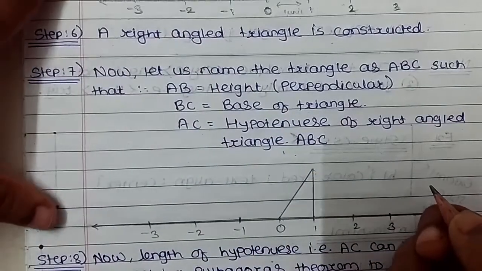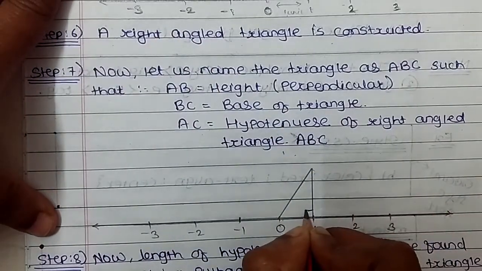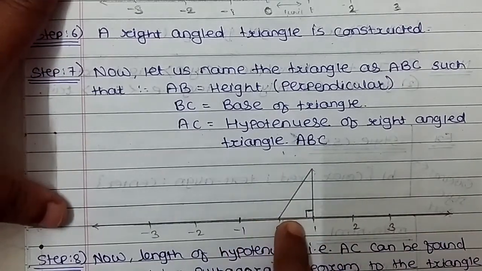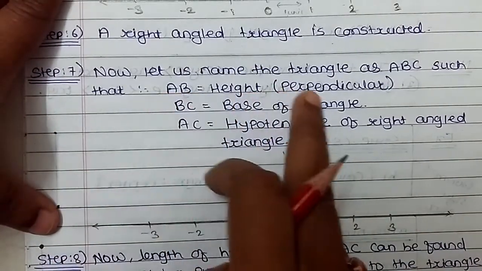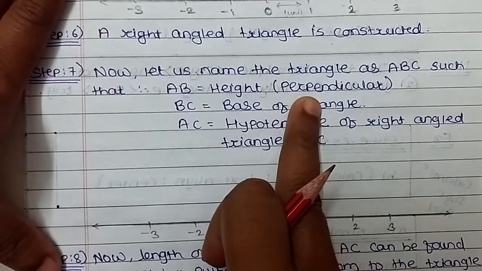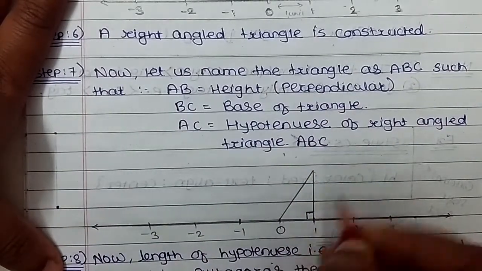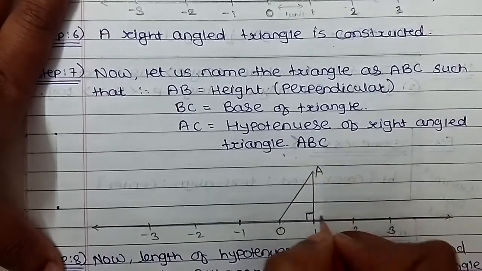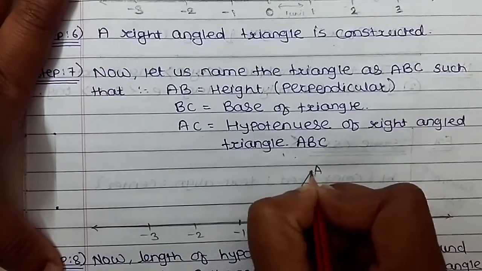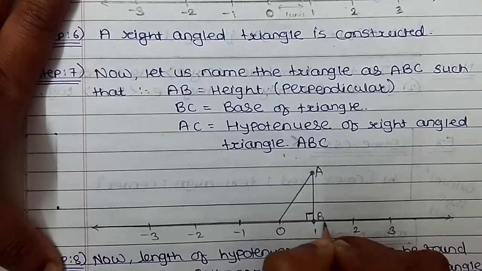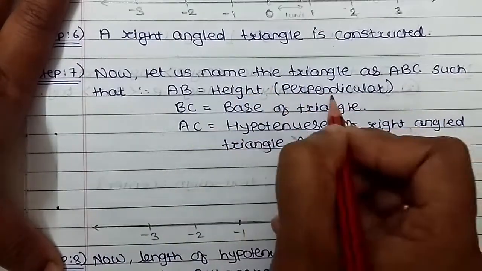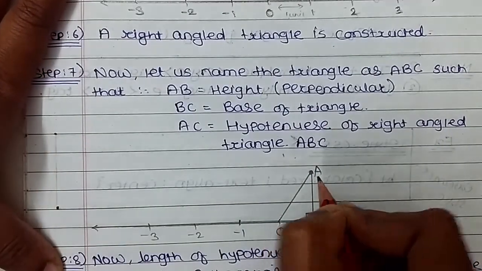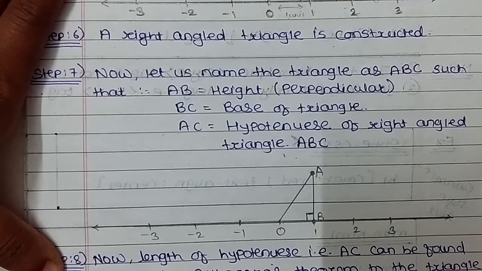Okay, that is 1 unit, and draw this one line. Okay, understand this one? And this is what? This triangle is right angle triangle. So you want to name this triangle in such a way that AB is the height, that means perpendicular. Perpendicular means what? This line is perpendicular, so therefore here is A, and here is B. This point represents A and this point represents B, because height is perpendicular. So perpendicular line, this one line. So name this line as AB.